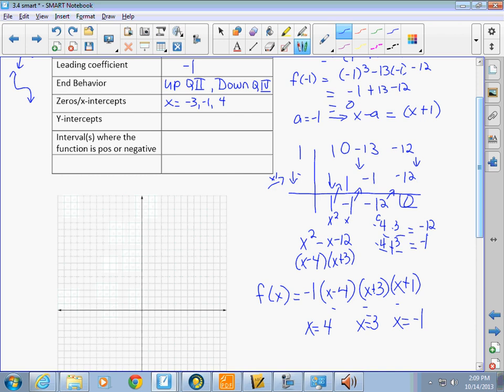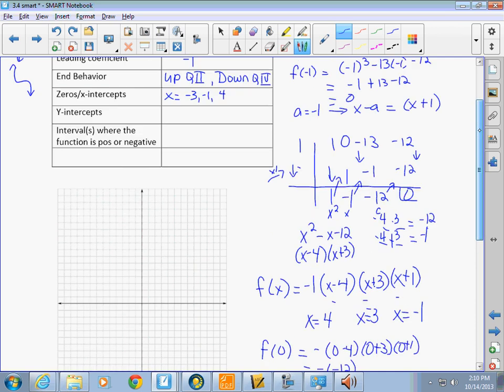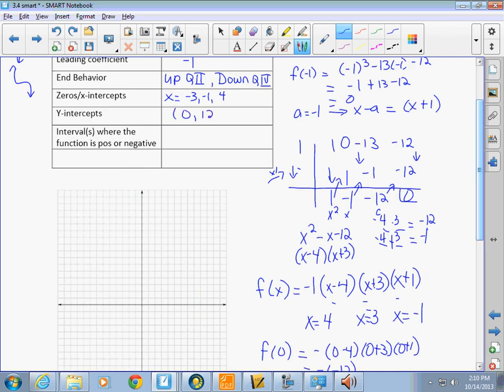My y-intercept, I can find that right now. If I substitute a 0 in there, I have negative 0 minus 4 times 0 plus 3 times 0 plus 1. So that's going to be negative 4 times 3 is negative 12 times 1 is negative 12. And then I multiply by my negative in front, so this was negative 12, so it's at positive 12. So my y-intercept occurred at 0 and 12.